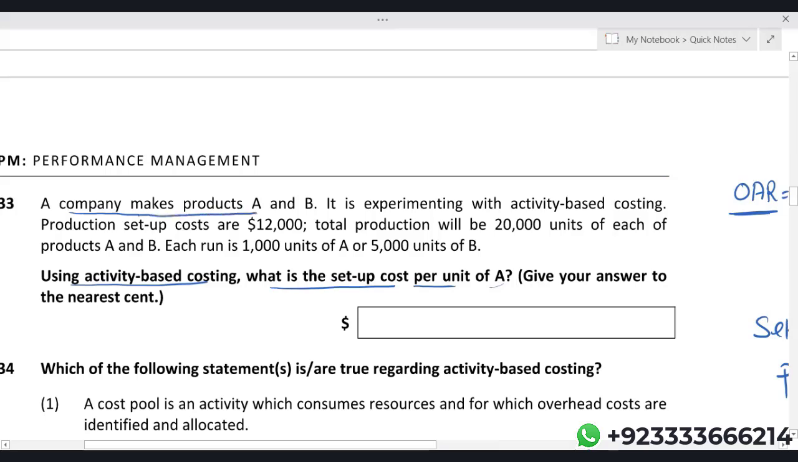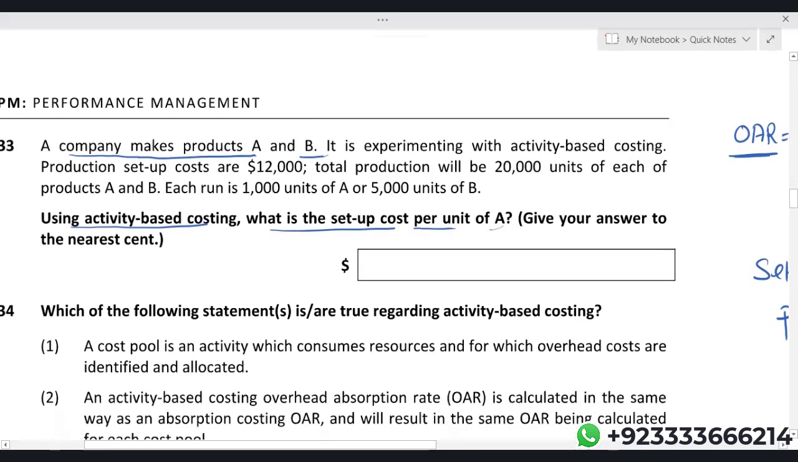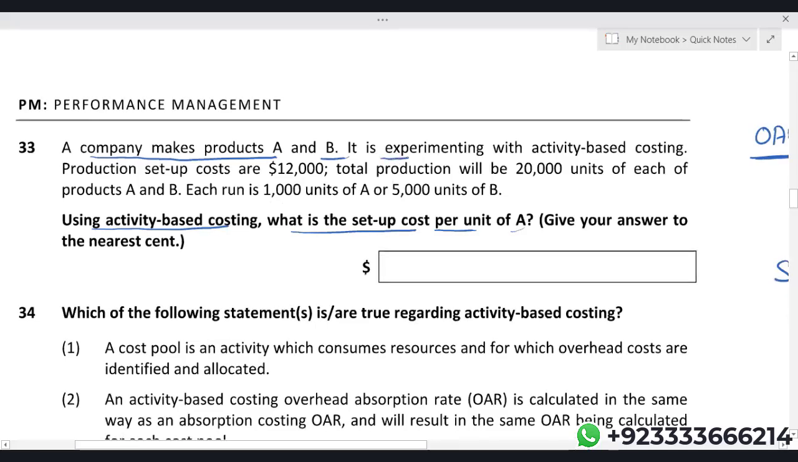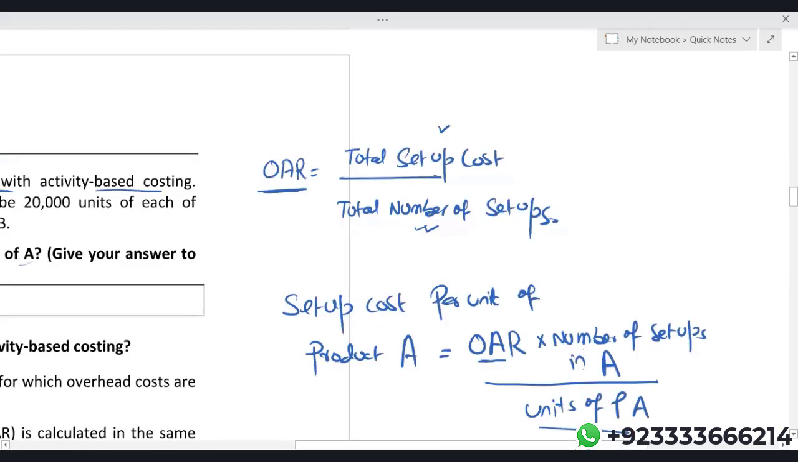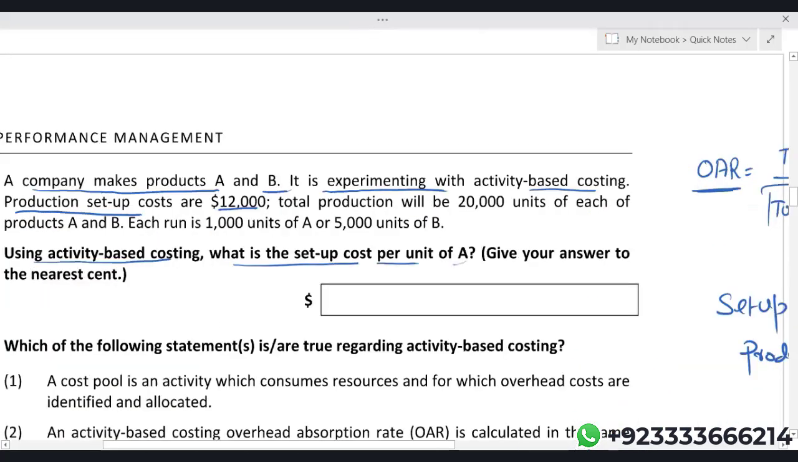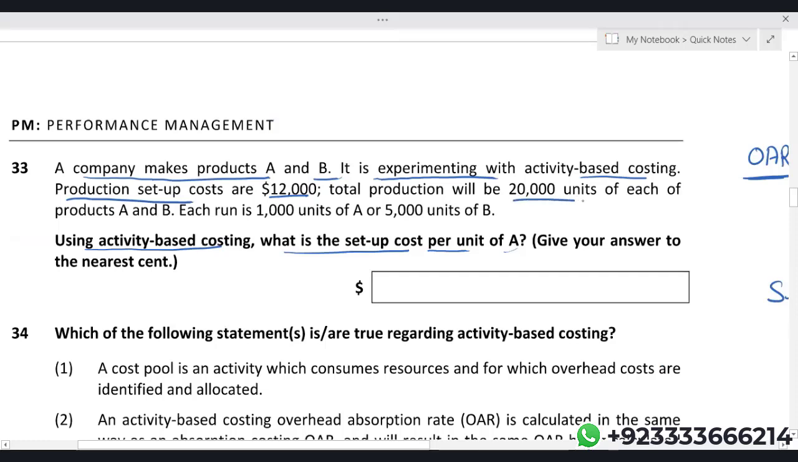A company makes product A and B. It is experimenting with activity-based costing. Production setups are $12,000. So one thing we have identified, the total setup cost is $12,000. Now we need the total number of setups. Total production will be 20,000 units of each of product A and B. So A has production of 20,000, and B also has 20,000 units.